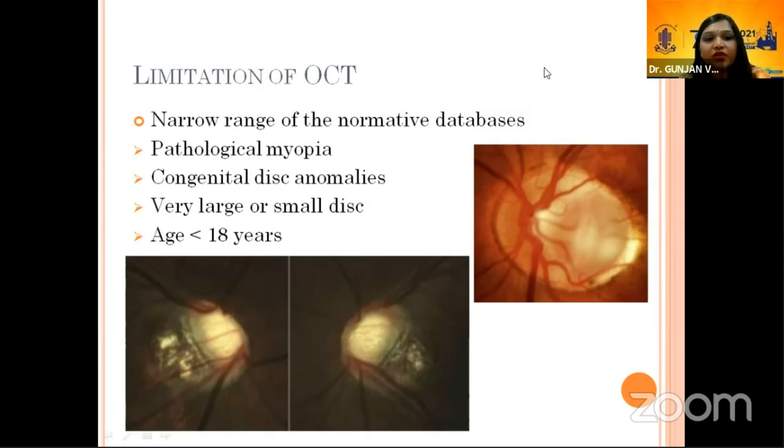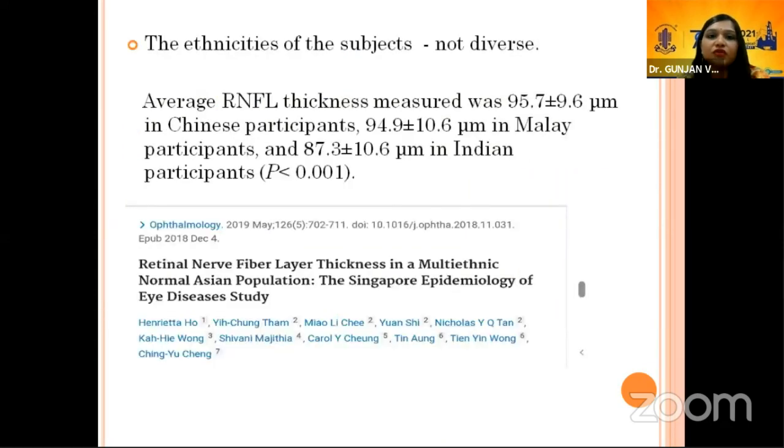And in discs which are very large or very small, and in patients less than 18 years of age, OCT has a limited normative database, and we cannot conclude from OCT. Also, in the OCT normative database, the ethnicity of subjects is not diverse. So usually they take 95 micron as a normal thickness, but in this study, they demonstrated that 95 micron is approximately normal in Chinese participants, but Indian participants usually have approximately 87 microns of thickness. So there may be fallacies in the report.